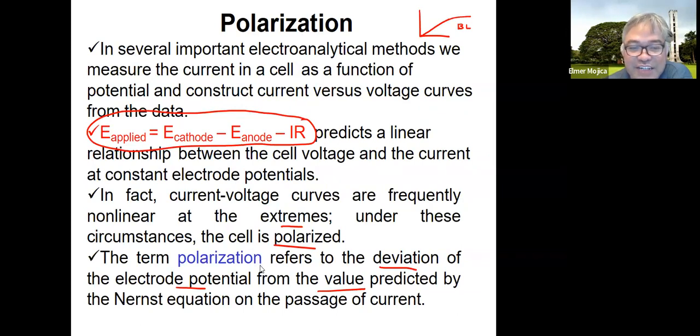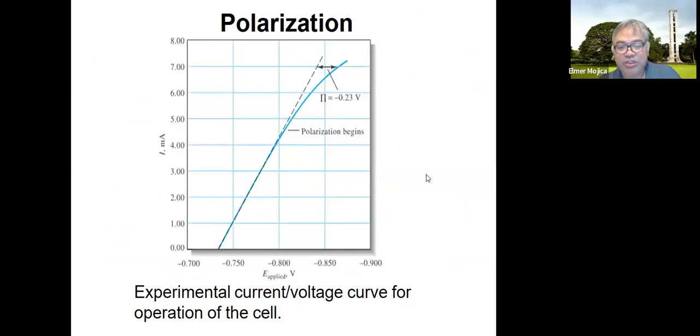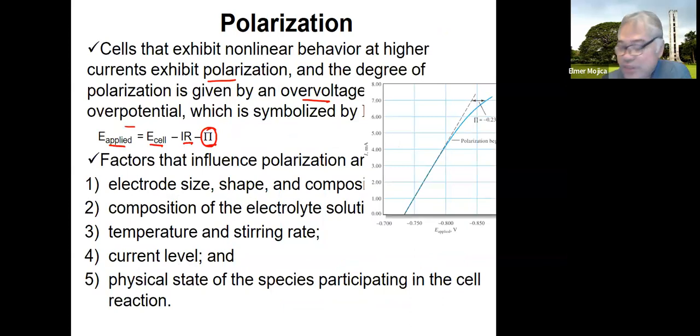Okay, so as I have told you, polarization happens when there's a deviation of the current versus voltage curve. Usually this deviation is away from those predicted by the Nernst equation. Gaya nga dito. And if you have this polarization, it exhibits nonlinear behavior. There are some factors that affect this polarization. These are just some of them.